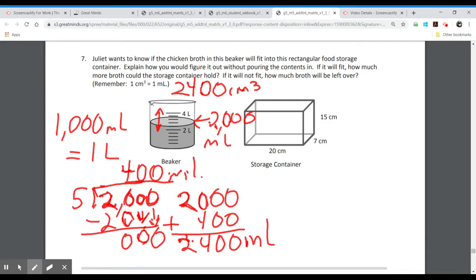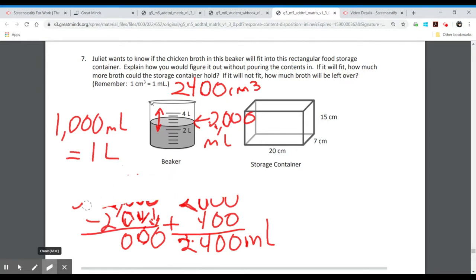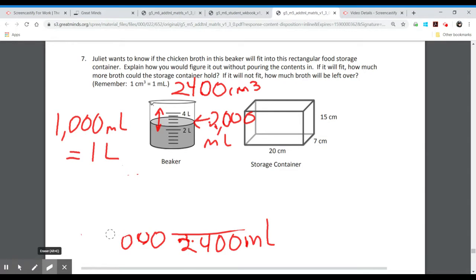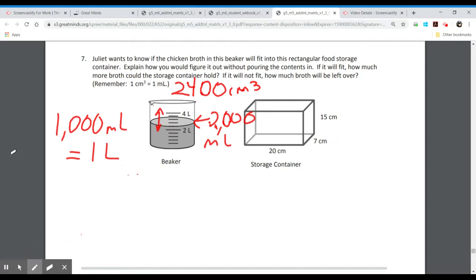Okay, I'm going to erase this. If you need it, or want to look at it, just go ahead and copy it down. Okay, next we have length times width times height for this storage container. So length times width times height, and that equals our volume.